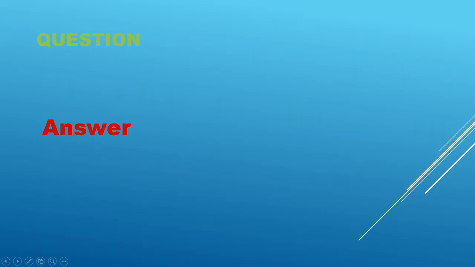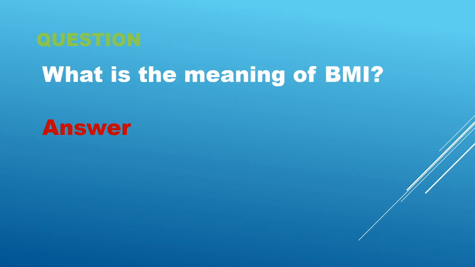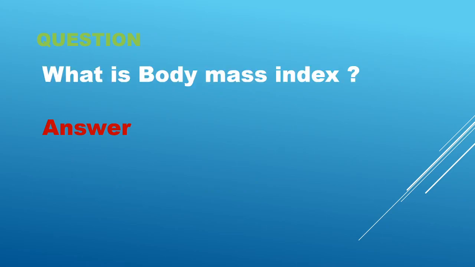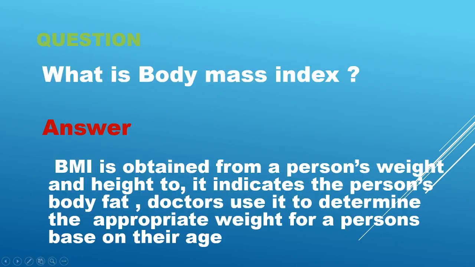Now we have some questionnaires here so that we can have a review. So question number 1, what is the meaning of BMI? Answer, body mass index. What is body mass index? BMI is obtained from a person's weight and height. It indicates the person's body fat. Doctors use it to determine the appropriate weight for a person based on their age.